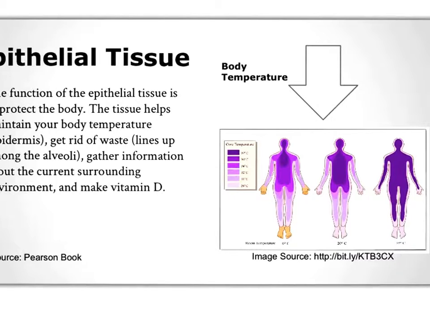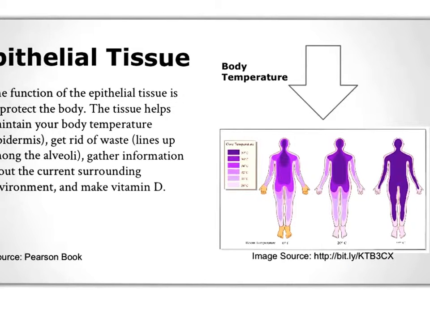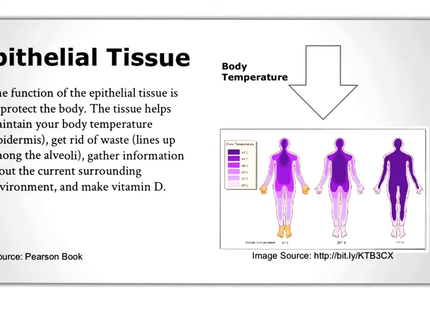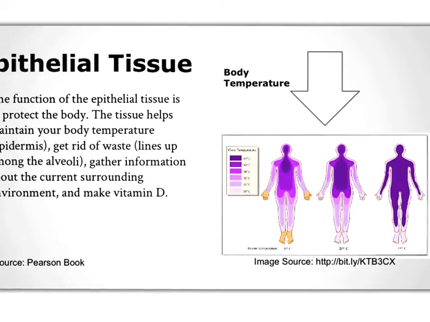The functions of the epithelial tissue include regulating the body temperature. The epidermis does this. It also protects against aberrants, parasites, and things that are harmful to our body, discards waste, lines the alveoli as simple squamous, gathers information about the surroundings, and makes vitamin D.